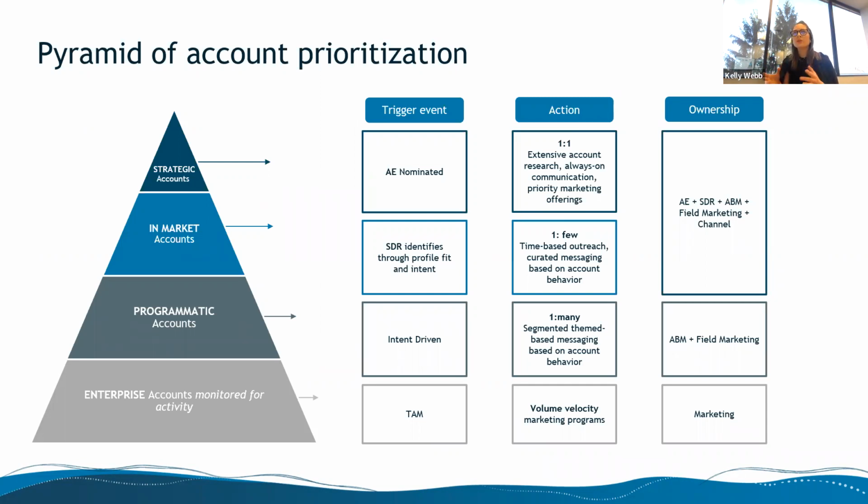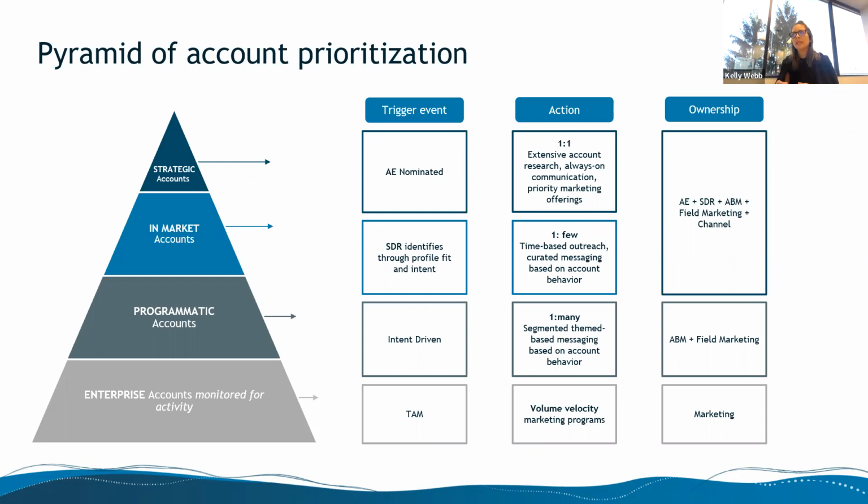So if those accounts are not showing intent signals, we then have our volume velocity marketing programs supporting those accounts, right? So that's kind of the base of the pyramid. Then heading up north, we have our programmatic accounts. So what does that mean? These accounts are selected and prioritized by intent-driven data, right? That's coming from Bombora or 6sense.